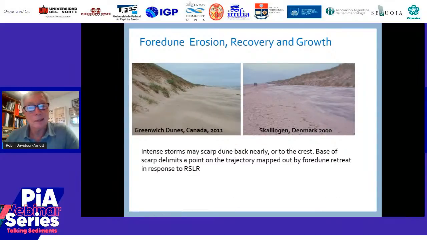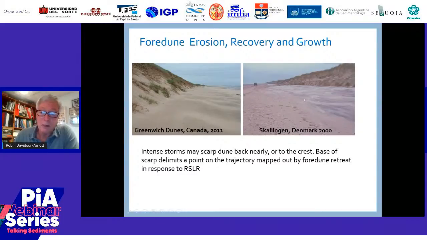So a key thing to the ability of the foredune to migrate, to transgress landwards, is what happens during these major storm events that produce this erosion and cliffing of the foredune. So here's a cliff dune in 2011, resulting from two major storms in the winter of 2010-2011. You can see that the dune face is nearly vertical here, and that it has produced slumping of material from the top, held in place by the vegetation.